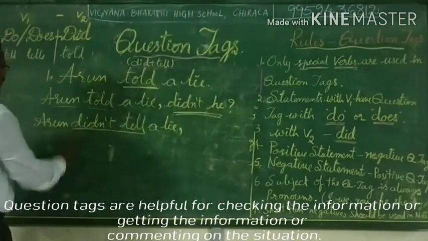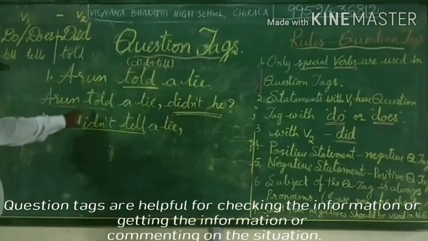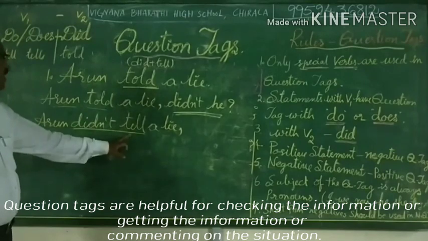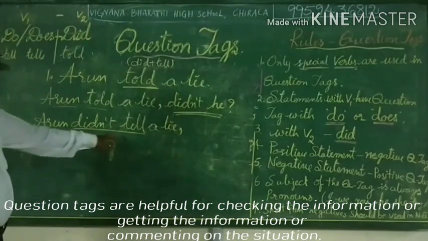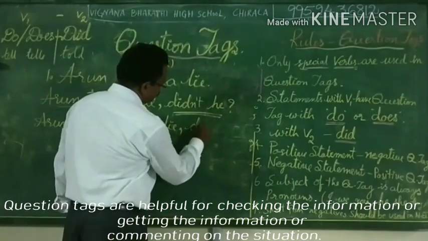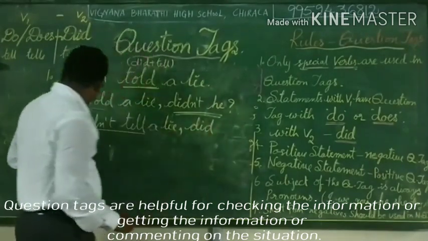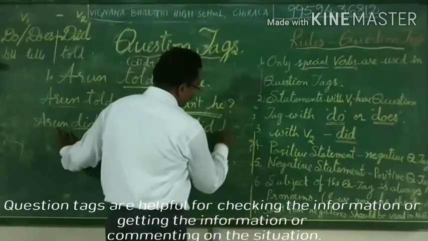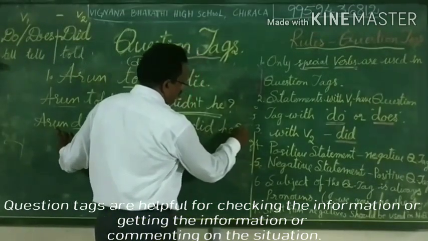Now already we brought all from told. Negative statement: told, didn't tell. This is a negative statement. Simple. Special verb found here: did. And Arun is a boy, he, question mark.